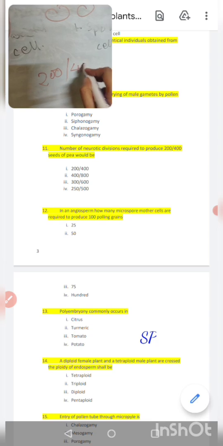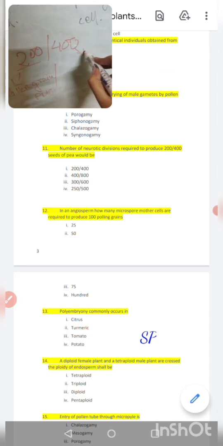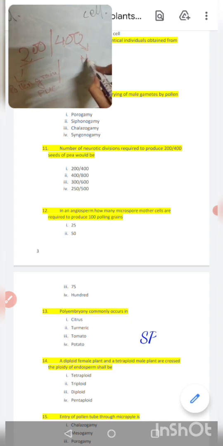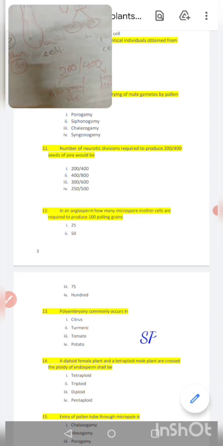This ratio has been given like this, 200 by 400. So 200 is for the pollen grain plus the PMC, that is the pollen mother cell, and 400 is for the megaspore plus megaspore mother cell. Now coming to the calculation part, this is a very tricky question.